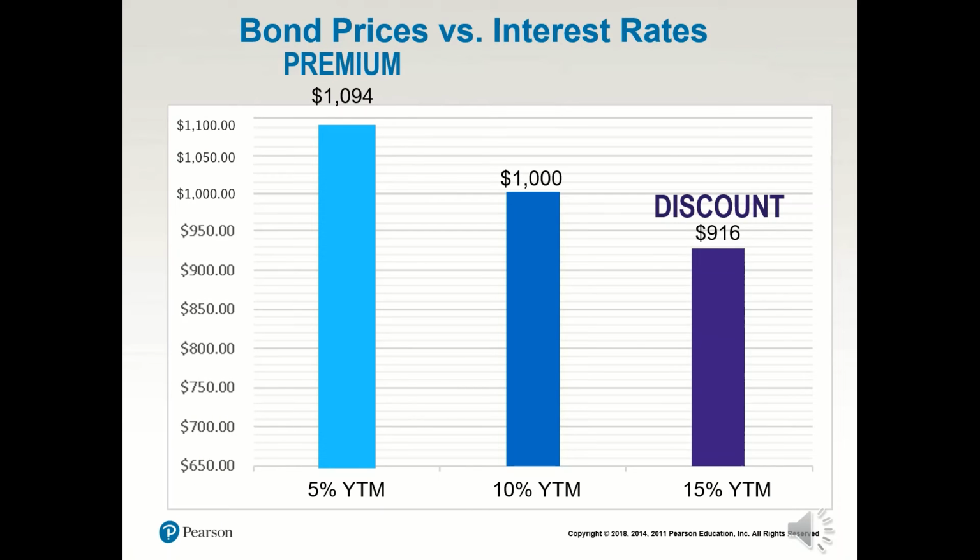Let's view the same information on a graph. Here you can see when the yield to maturity of bonds increase, their prices decrease. Or said the opposite way, when the yield to maturity of bonds decrease, their prices increase. That's because the cash flow streams haven't changed. The coupon rates and the maturity value, they stay the same. Only the expected or desired return on the investments change, and that's because of changes in the marketplace.